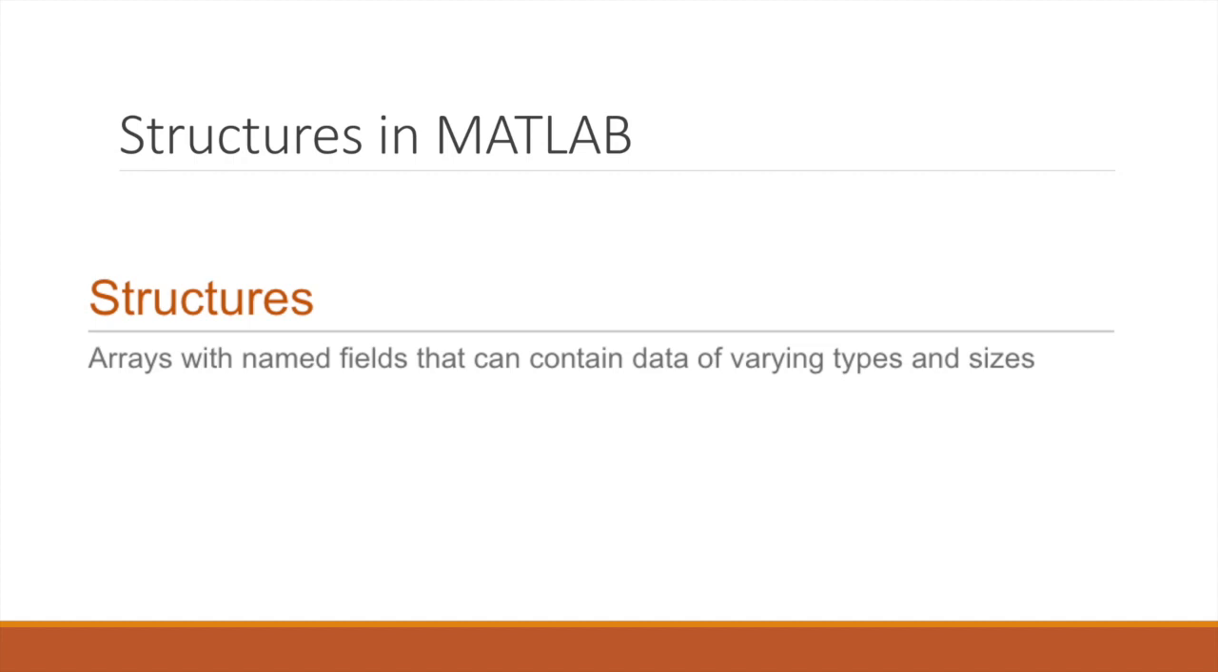So MATLAB defines a structure to be an array with named fields that can contain data of varying types and sizes. In lecture, we talked about a point structure that had two fields, x and y, that contained data about the x-coordinate of a given point and a y-coordinate of a given point, respectively. This is just one example of a structure. Let's introduce another example.